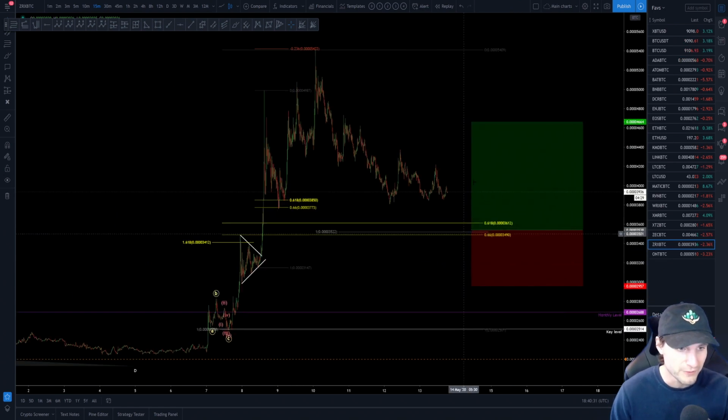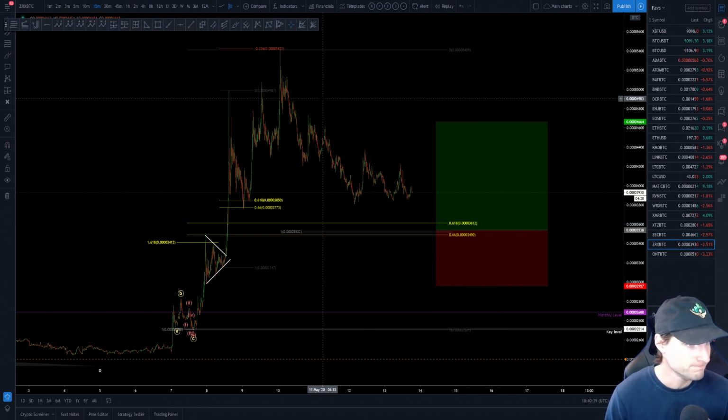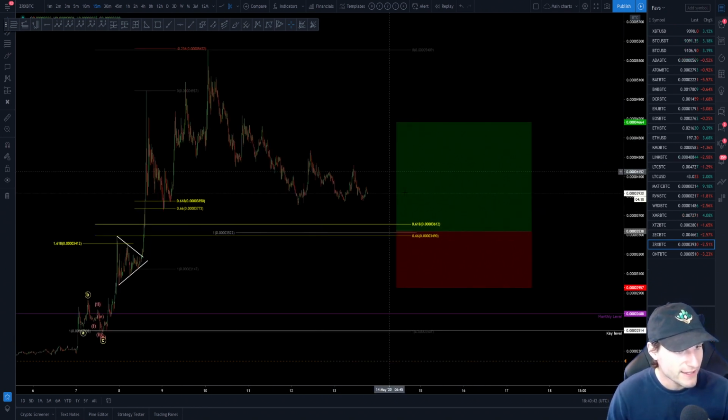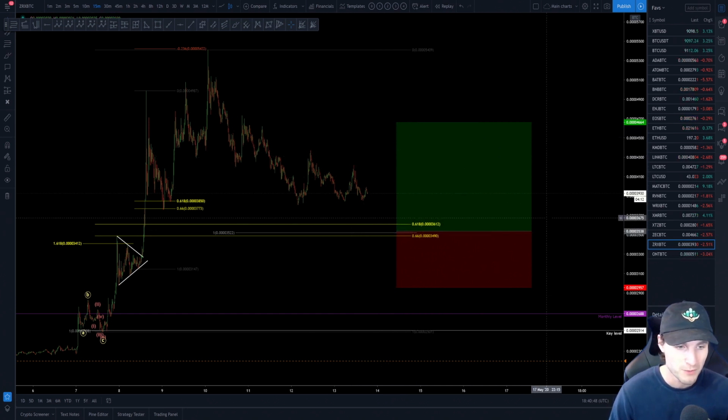That's what I'm doing anyway. So there you go, that's ZRX. Yeah, that is the ZRX setup, and that's kind of what I'm waiting for. So yeah, holding fire on that one at the moment.